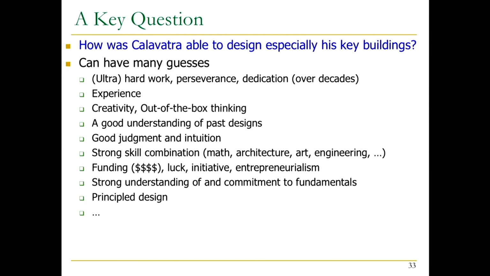And this architecture is just one example over here. Maybe good judgment and intuition, right? That's actually important. It's good to develop that based on the past designs. Strong skill combination: math, architecture, art, engineering, or at least figuring out how to enable many people who have the combination of those skills together, right? Funding. We'll see that that's also important in this. Luck, initiative, maybe entrepreneurialism, and strong understanding and commitment to fundamentals. I think we'll focus a lot on that in this course.